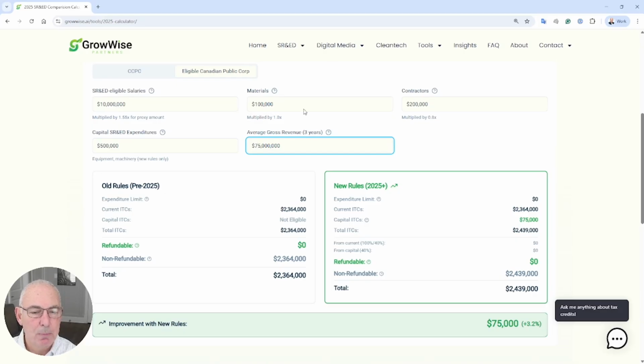The calculator will calculate everything very accurately. So just put in the numbers that you have, and you'll see exactly the difference between the old rules and the new rules based on all of the numbers that you provide.